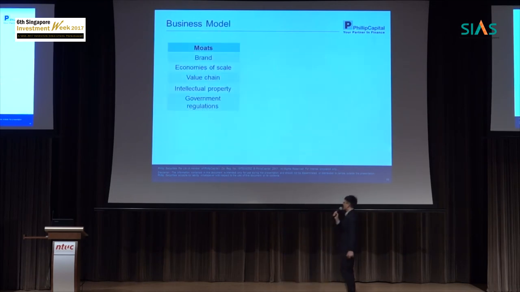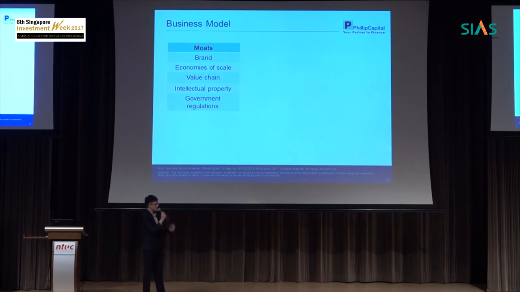Okay, next. Business model, this is something that is quite important to me. There's something called a competitive moat. A moat is something that you use to protect your castle. So the bigger the moat, the bigger the protection. Generally, when a company has a strong business model, we can see that the company has a bigger moat. So it can protect its business in the future, it can protect its profits, it can protect its earnings.